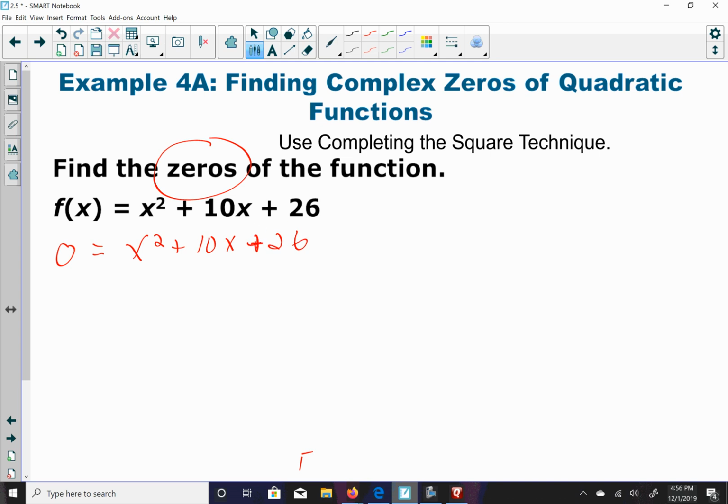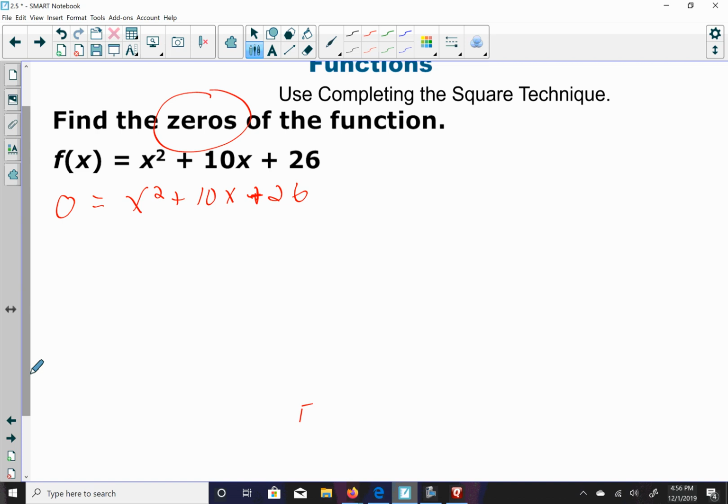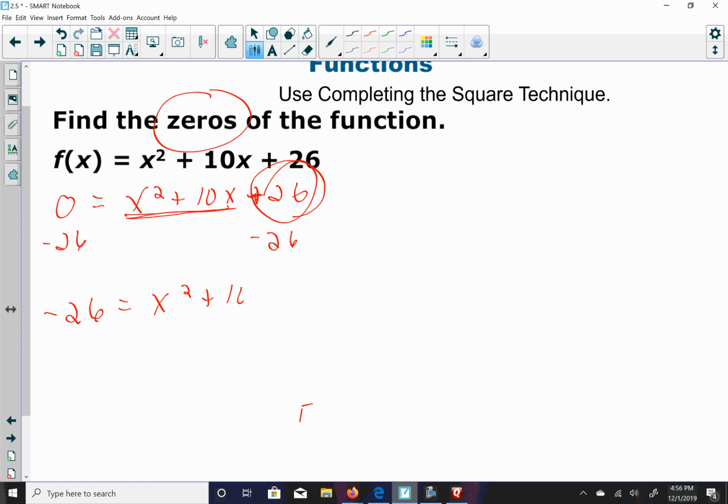When I go to complete the square, I'm going to want to take anything with a variable and leave that on one side. Anything that doesn't have a variable, I'm going to want to take over to the other side. So to get the 26 on the other side, I'm going to have to subtract 26 from both sides. So I'm going to have negative 26 is equal to x squared plus 10x.